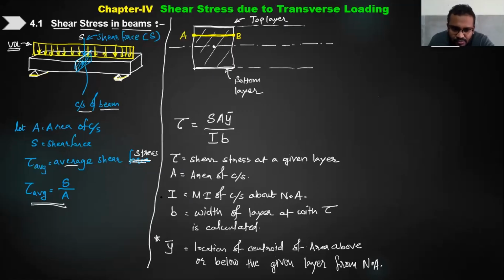The I is the moment of inertia. This also I can calculate. B is the width of layer. Now here the width of layer, if this is the depth D and breadth is B, then the width of the layer is also B, right? So this B can also be calculated.